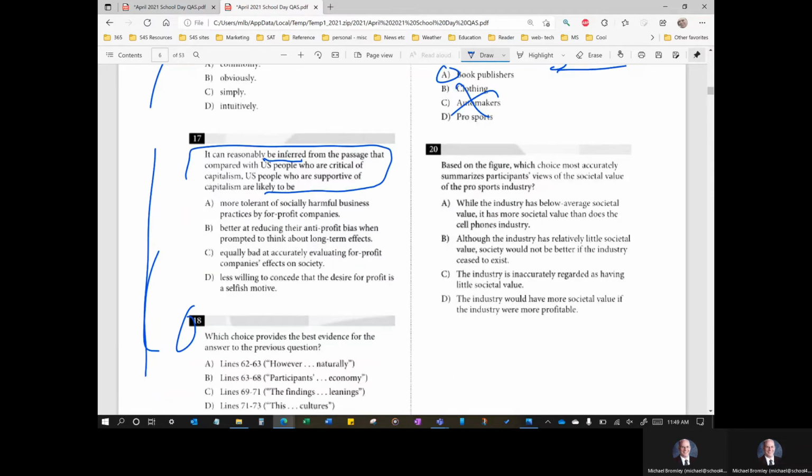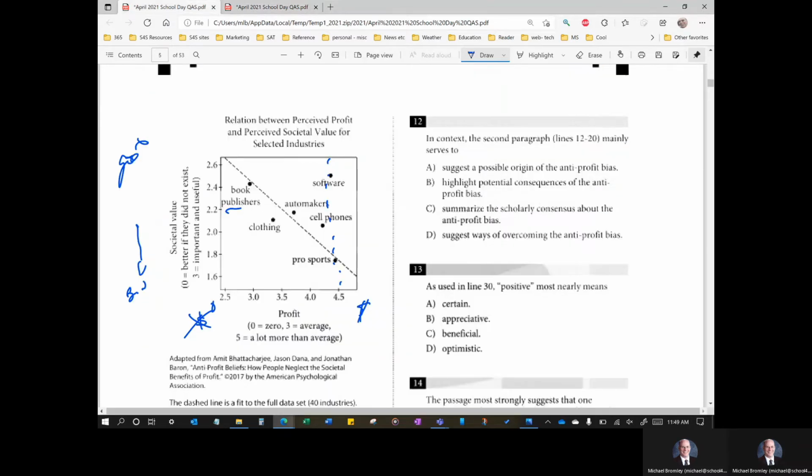Based on the figure, which choice most accurately summarizes the participants' views of the societal value of the pro sports industry? So I think I know enough about this passage to go ahead and answer this, since it's not asking me to compare back to the passage. Sometimes they do. So let's go to the chart. Which choice most accurately summarizes participants' views of the societal value of the pro sports industry? So pro sports they see as highly profitable, but pretty much low value.